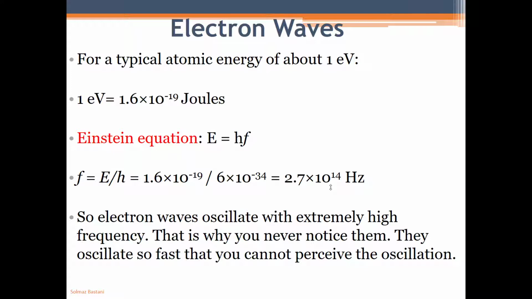This means that electron waves oscillate with extremely high frequency. It's on the scale of 10 to the power of 14. Maybe that is why, or not maybe, but for sure, that is why we never notice them, because they oscillate so fast that our body cannot perceive such oscillation.